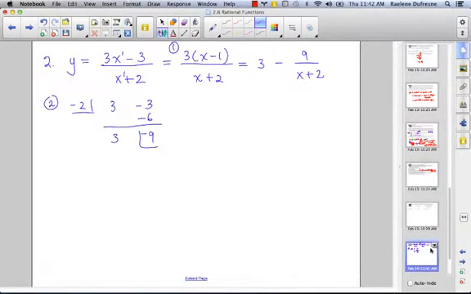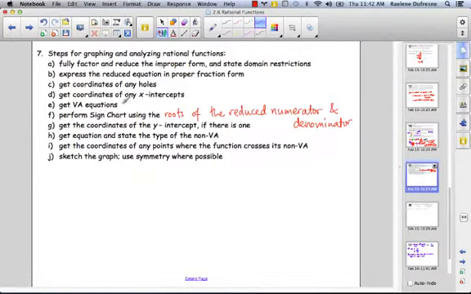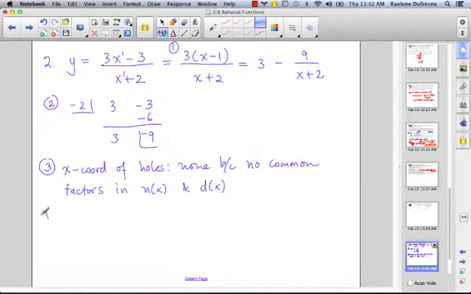Okay, the next step tells us to get the x coordinates of any holes. To this we say none. And the reason is because there are no common factors to the top and the bottom before reducing, because no common factors in numerator and denominator.